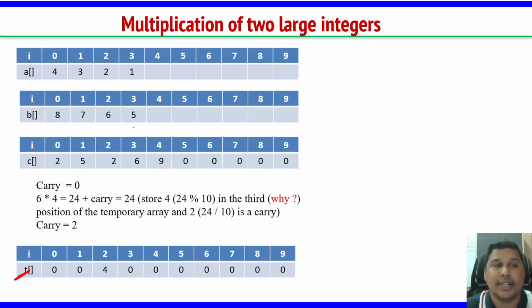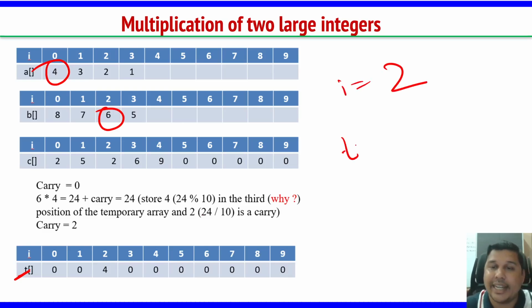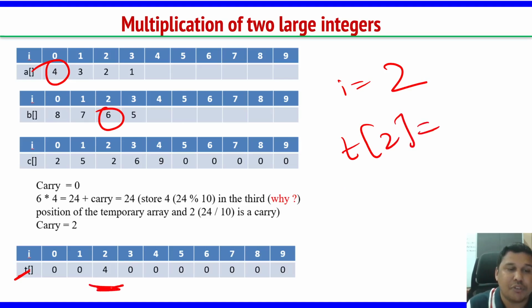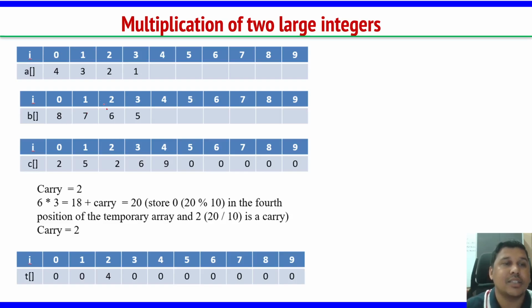Now you take the third number, that is 6. 6 with 4, 24. Now where should I start inserting? Since i became 2, in t you have to start inserting values from index 2 onwards. So from here, t of 2 onwards, you have to start inserting. So 6 times 4 is 24 plus carry, initially 0. So 4 comes here, carry remains 2. Then again 6 times 3 is 18 plus the carry 2, 20. I am putting 0 here and carry remains 2.